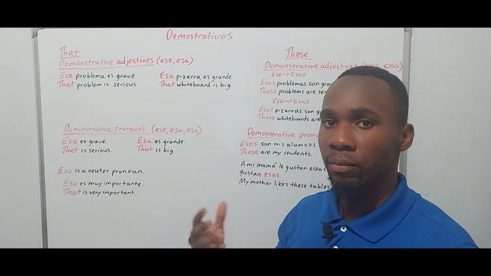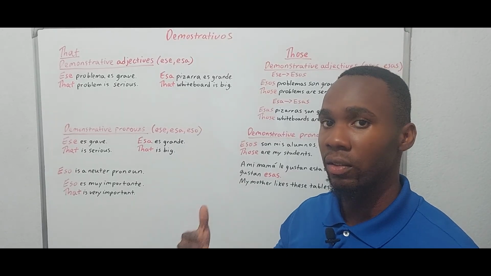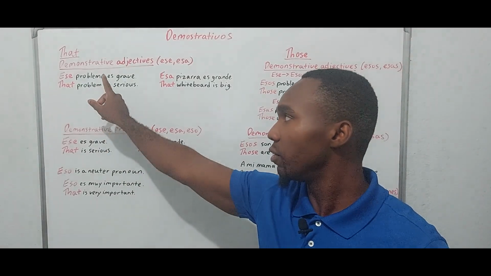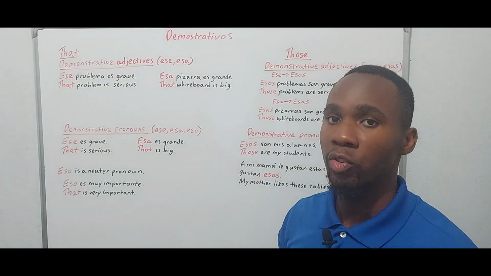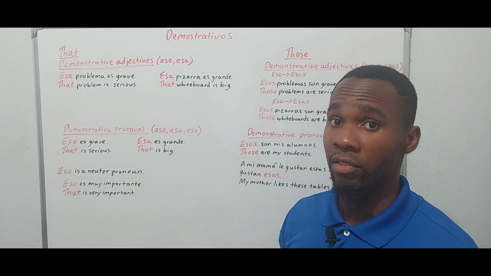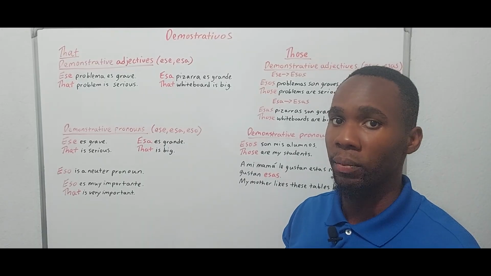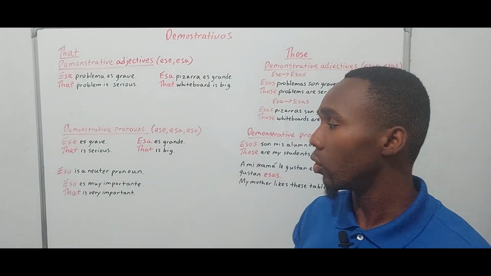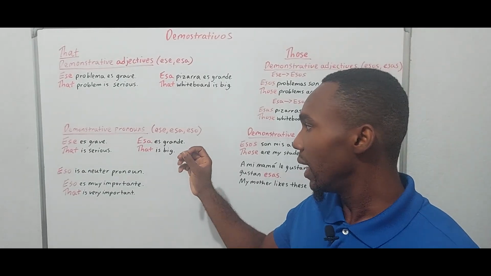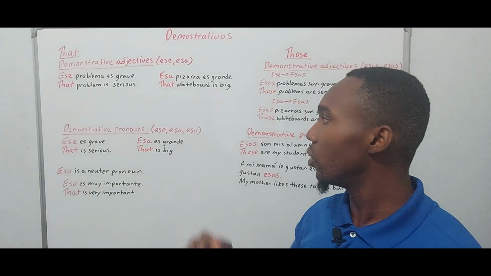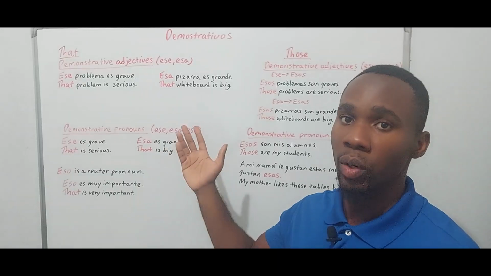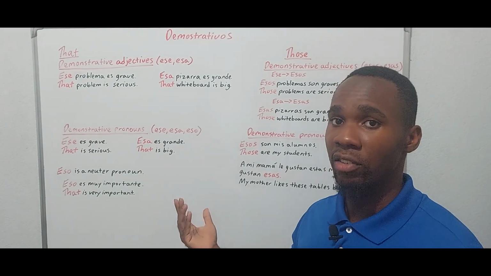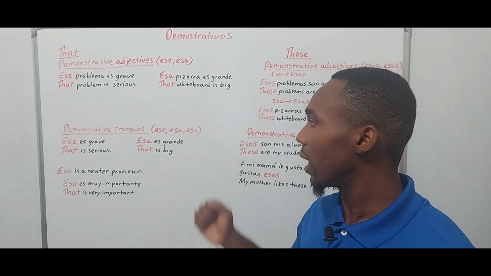So as we know, pronouns replace nouns and they stand alone. Therefore, ese es grave. Ese is going to refer to the problem. So we already know what is being referenced. So we don't need to say ese problema. We can just say ese es muy grave because we're being specific. Okay? Esa es grande, meaning the whiteboard, that is big. Or not even the whiteboard, but something else that was mentioned that we're making reference to, okay? Esa es grande, that is big.